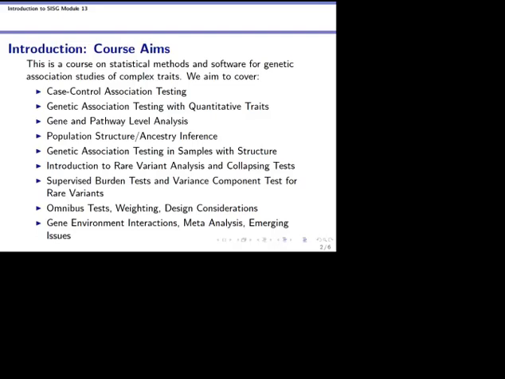We're going to also cover rare variant analysis and the collapsing of tests. If you haven't been doing any sequence studies, then this is some of the main ways to analyze sequence data. Also we'll talk about supervised burden tests and variance controlling tests for rare variants, omnibus tests, weight and design considerations. And then we're going to end with some material on gene-environment interactions, meta-analysis, and some of the emerging issues with high throughput sequencing data.